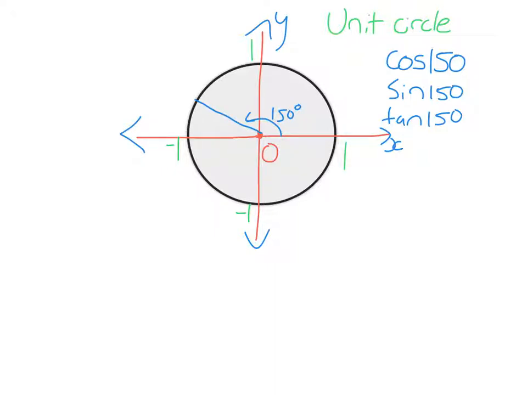Okay, so if the radius is 1, then the length of this line here is 1. So if the angle I marked there is 150 degrees, then the angle here would be 30 degrees because they add up to 180. So I'm going to make a right-angled triangle here. Okay?